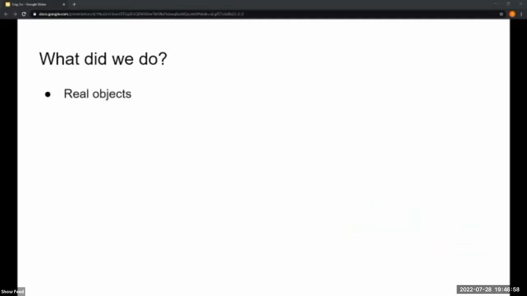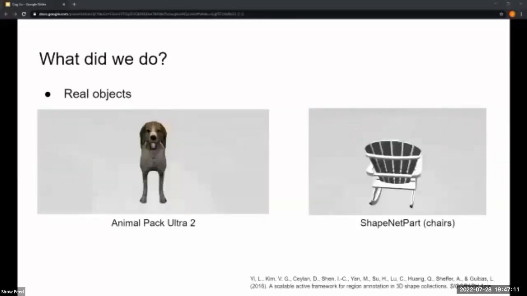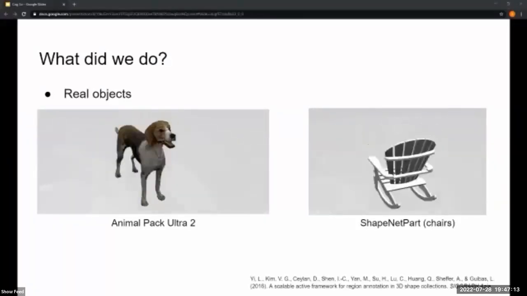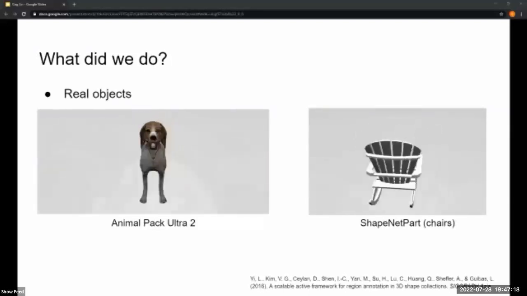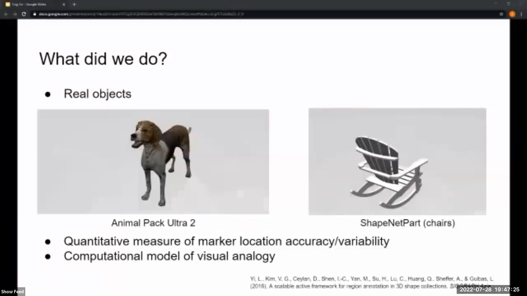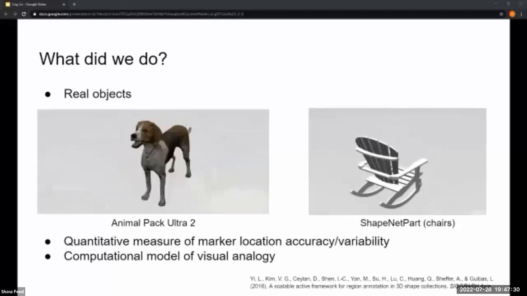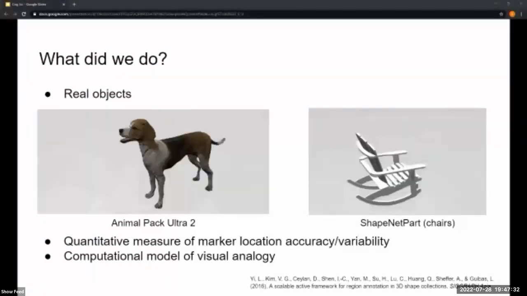So we want to adopt that experiment, and we want to add some real objects to it. Here we use two realistic 3D datasets. One is Animal Pack Ultra 2 from Unreal Engine, and the other is called ShapeNet Part, which is a subset of the ShapeNet dataset, and we are using the chairs in the dataset. In our project, we also want to propose a quantitative measure of marker location accuracy and variability, and we developed a computational model that accounts for this kind of visual analogy.